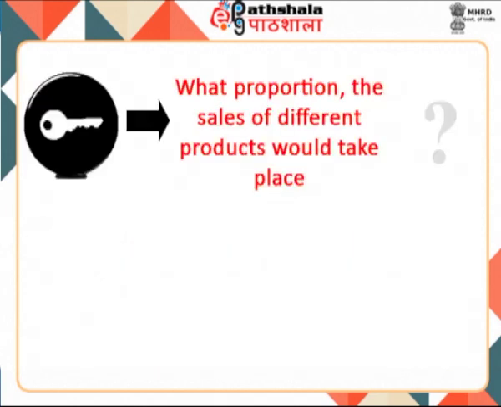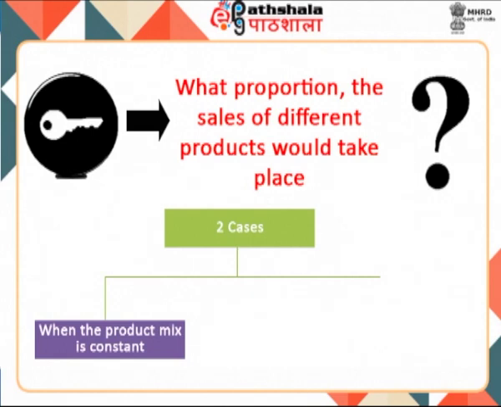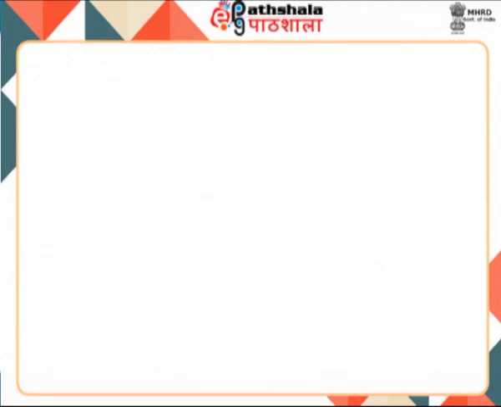1,12,500. Composite break-even point is applicable for the firms which manufacture more than one product. To compute break-even point in this case, the key problem is in what proportion the sales of different products would take place. There can be two cases for it. One, when the product mix is constant, wherein the ratio of different products which are manufactured remains constant at all output levels, and two, when the product mix is variable, wherein products in decreasing order of contributions are manufactured.